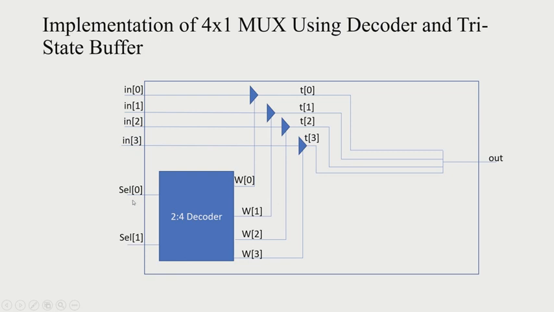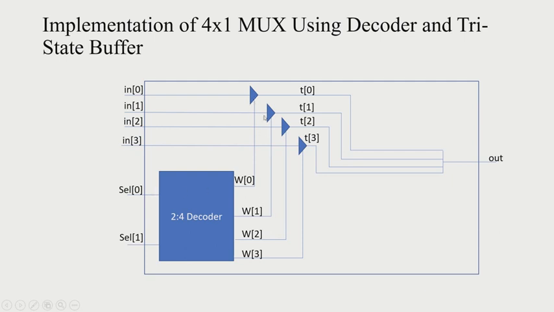Suppose I have supplied the selection lines of the multiplexer as input to the 2:4 decoder. Then from here we can generate all possible minterms corresponding to the selection lines. So W0 will correspond to S1 bar and S0 bar, W1 will be S1 bar and S0, W2 will be S1 and S0 bar, and W3 will be S1 S0. Depending upon these, we can generate all the possible combinations of the selection lines.